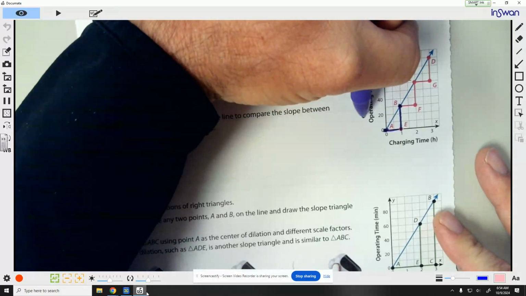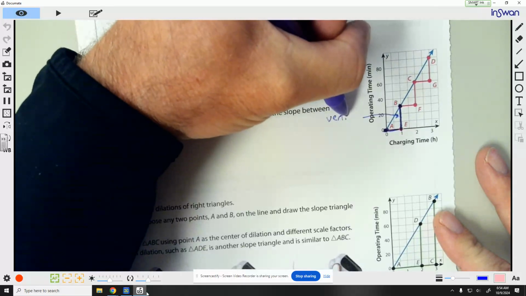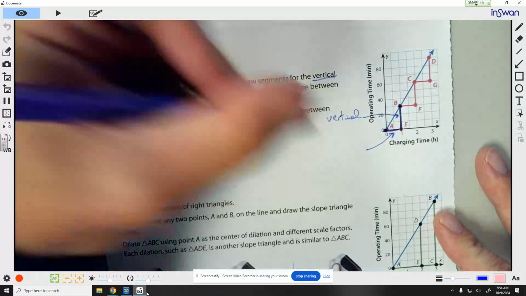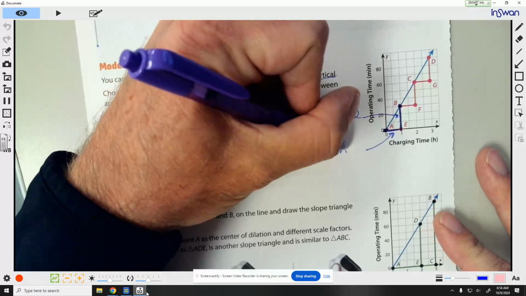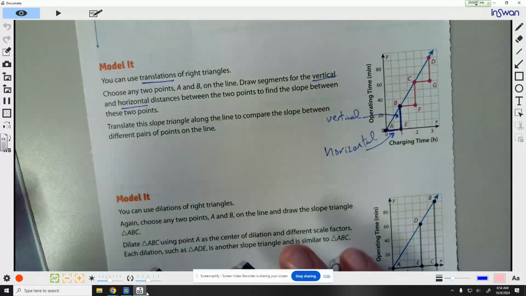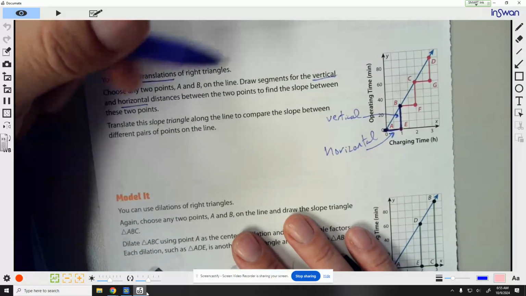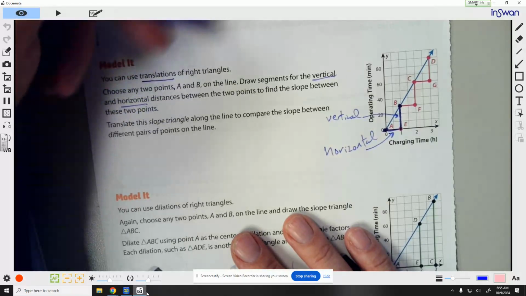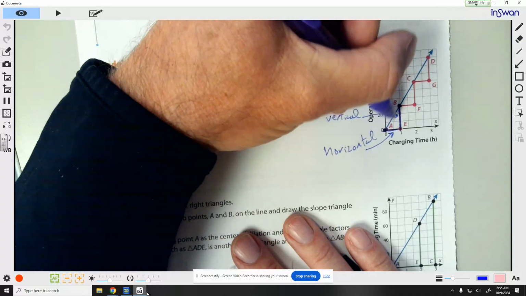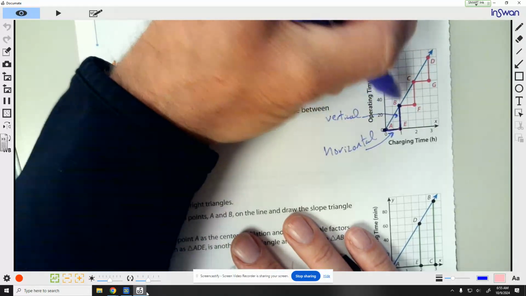Okay, so let's go ahead and label that. So this was our vertical distance, and then this one down here was our horizontal distance. Okay, and then it says you can translate this slope triangle along the line to compare the slope between different pairs of points on the line. Okay, so that was for this triangle we created here, A, B, and then we made this point down here, E, to make a right triangle.